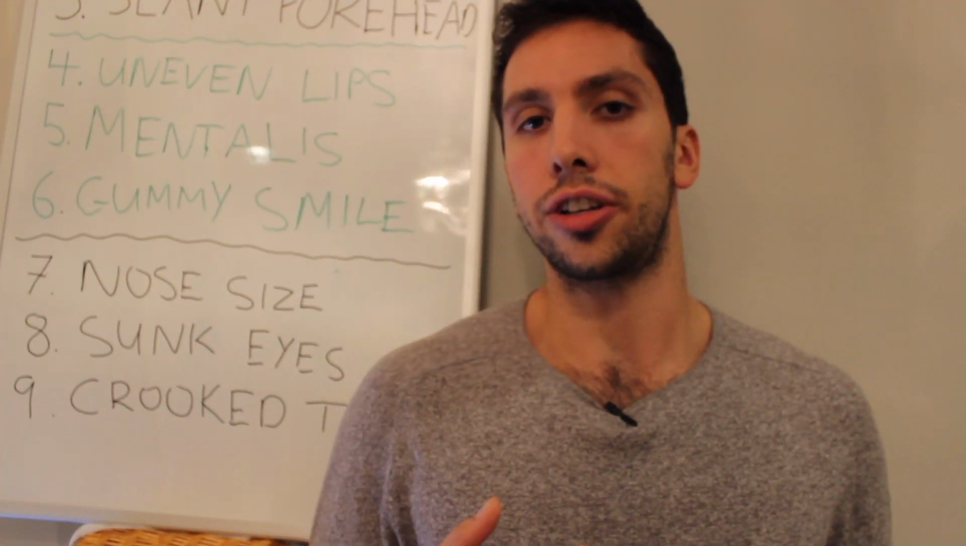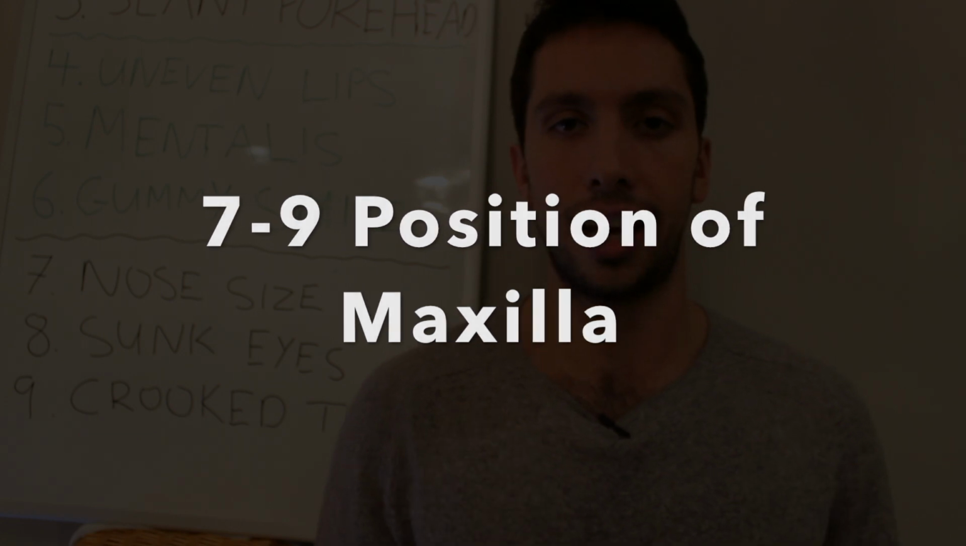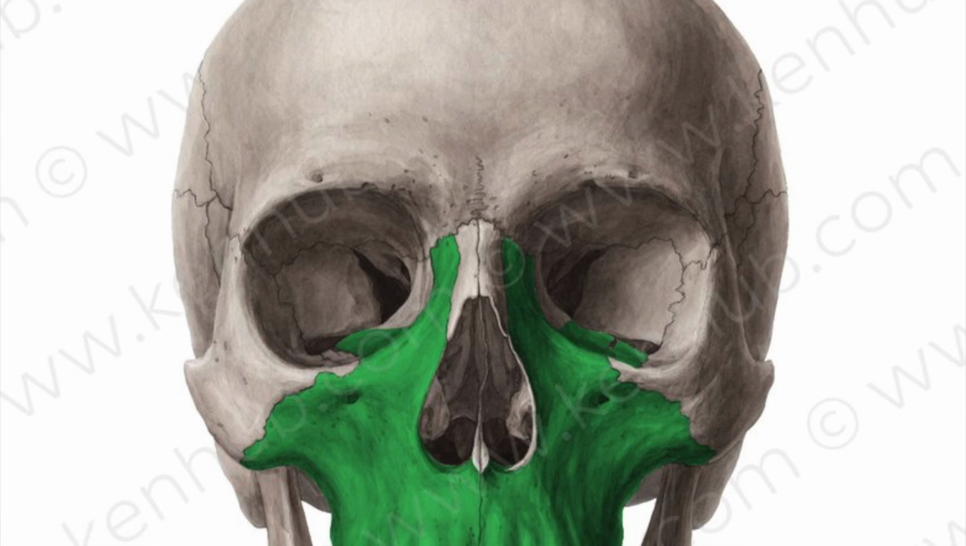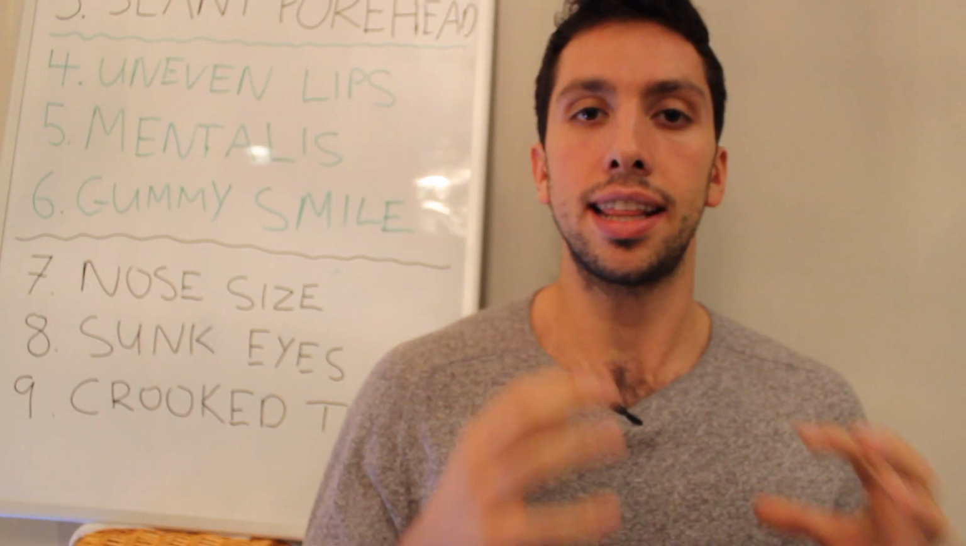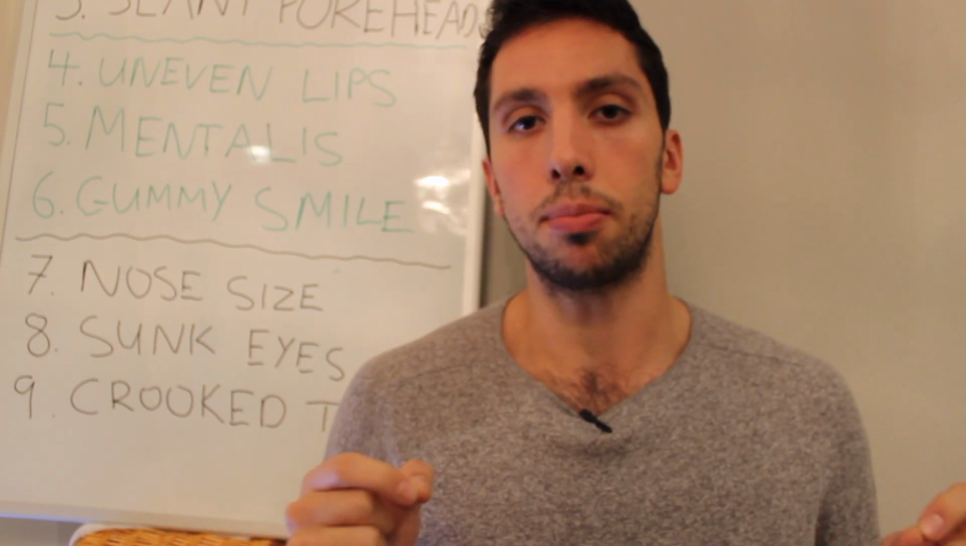The last three features are going to be affected by the position of your maxilla. Now, for those who don't know, the maxilla is the bone that is resting above your upper palate. So that's the main thing that affects your face shape when your tongue is not in the proper position.